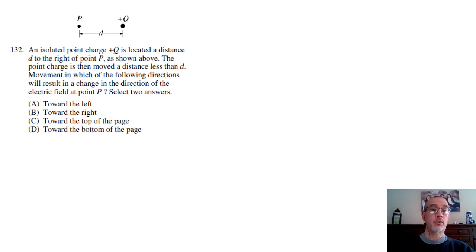All right, this next one, 132, says an isolated point charge plus Q is located at a distance d to the right of point P as shown above. The point charge then moved a distance less than d. So it doesn't say what direction, but which movement will cause a change in the direction of the electric field at point P. So we know that for a positive charge, the electric field at some point is always going to point away from that positive charge.